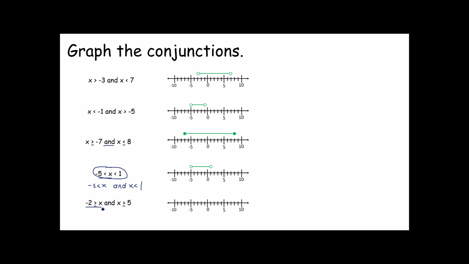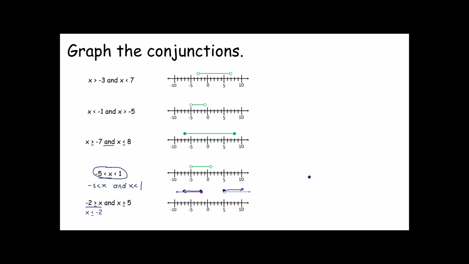Notice down here, this one is written backwards as well. Don't forget that when you write those backwards, it's much easier if you turn it around. If -2 is greater than or equal to x, that means x is less than or equal to -2, and x is greater than or equal to 5. Now I really like this particular example because if I have x is less than or equal to -2, I'm looking at these values. If I have x is greater than or equal to 5, I'm looking at these values. What values work in both or make both statements true?